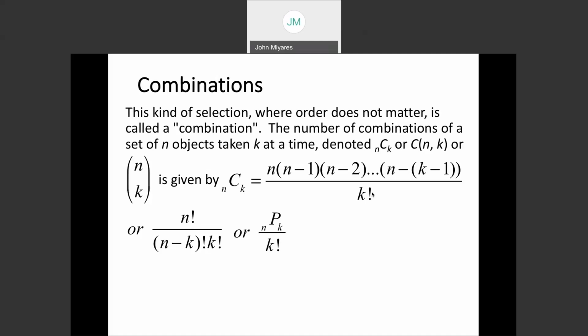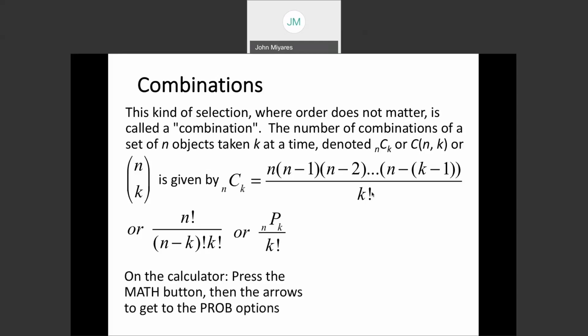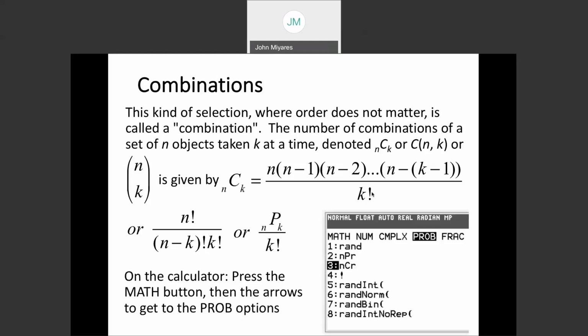Now, just so you know, these can be computed on the calculator. To get the combinations and permutations button, you want to press the math button, then use the arrows to get to the prob menu like so. On the TI-83, it'll say PRB instead of prob. Option 2 will give you permutations, nPr, and the combinations can be found under option 3, nCr. Now, this looks intimidating, all this symbolism, but it's really not.